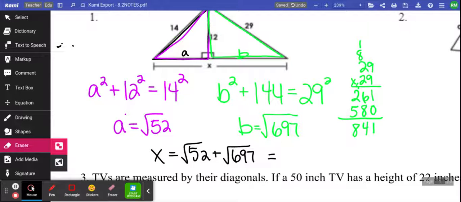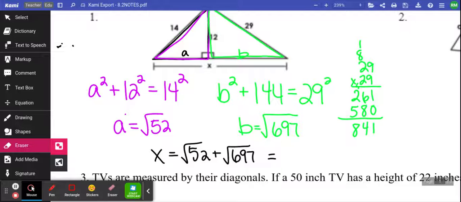Okay, square root of 52 is approximately 7.2. Good. Square root of 697. Okay, what's 20 times 20? 400. What about 30 times 30? 900. So 400 and 900. So where would we think that would be about? It's 26.4.